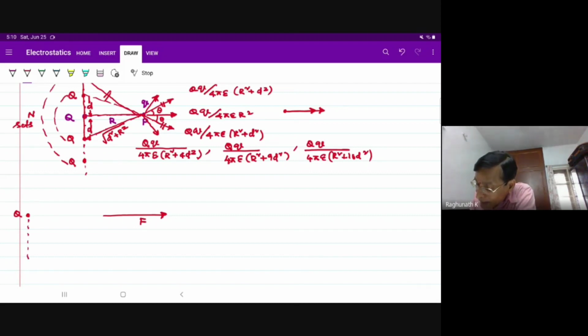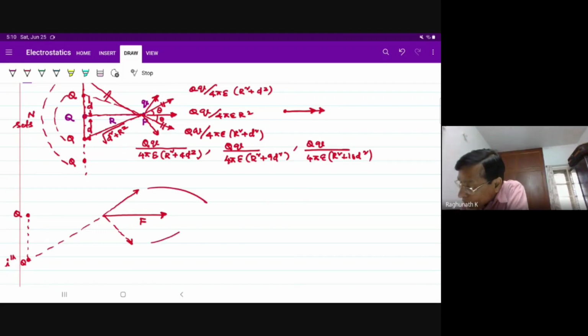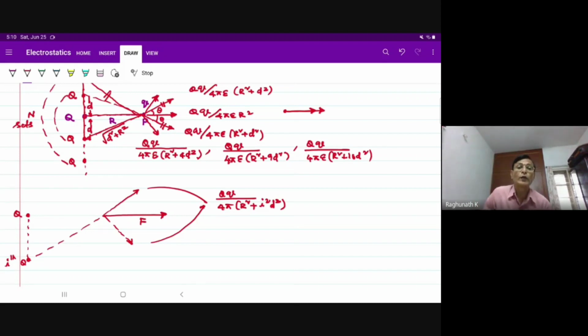Because of some ith set of charges, ith Q set, these two forces are having the magnitude of what? First set D squared, ith set iD whole squared. Each force is of magnitude, what is the magnitude of this? Capital Q small q divided by 4 pi epsilon, R square plus i squared D squared. First set i is equal to 1, second set i is equal to 2. That's what you can see, 4D squared, 9D squared, 16D squared is coming.